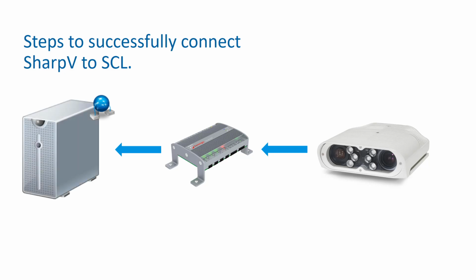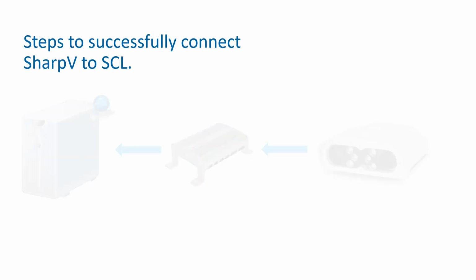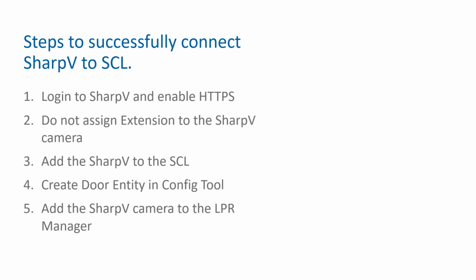Alright, here are the steps to successfully connect your camera to the Cloud Link and then to the Access Manager. We're going to log in to the SharpV and enable HTTPS. We're not going to assign an extension to the SharpV camera, and the following video will take you step by step through steps 1 through 5 here.